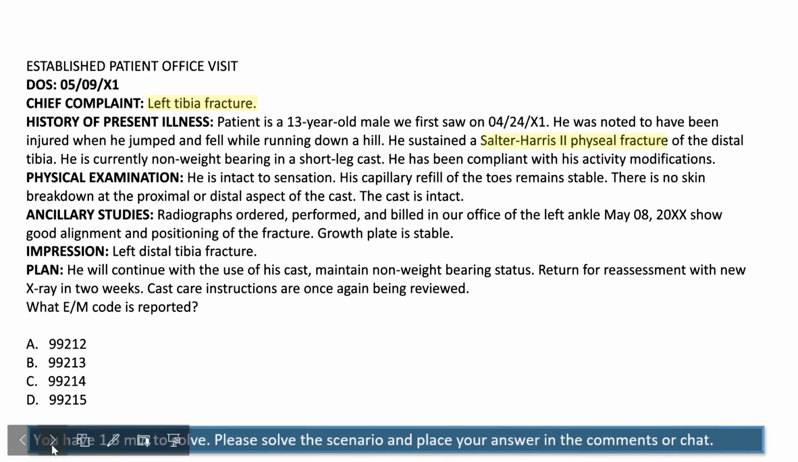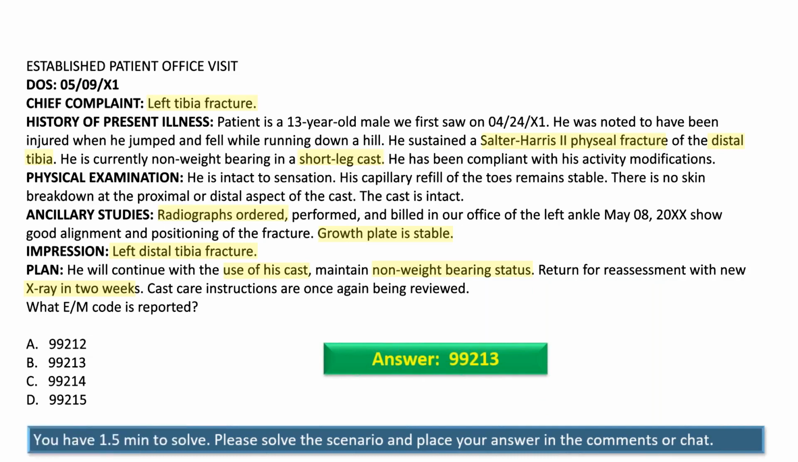For this one, our keywords are: his chief complaint was that left tibia fracture, Salter-Harris 2 physeal fracture of the distal tibia, and a short leg cast. The doctor ordered radiographs, performed and billed them in the office. The growth plate is stable. Impression is left distal tibia fracture. He will continue use of his cast, non-weight bearing status, and then return for new x-rays in 2 weeks. Your answer there is 99213, and I think most of you were going between that one and C, so we'll look at it.